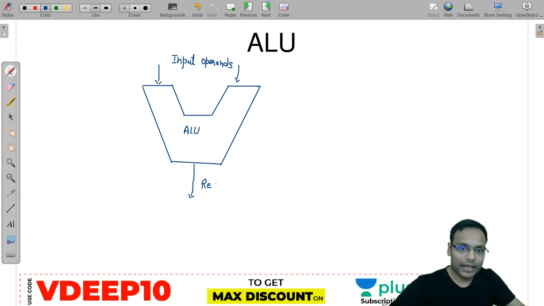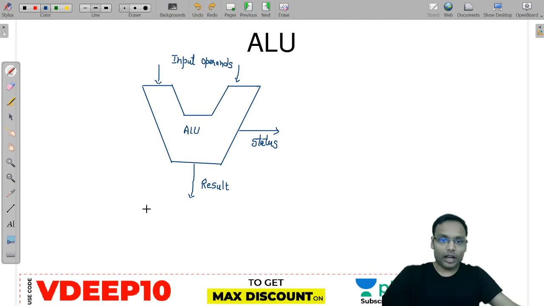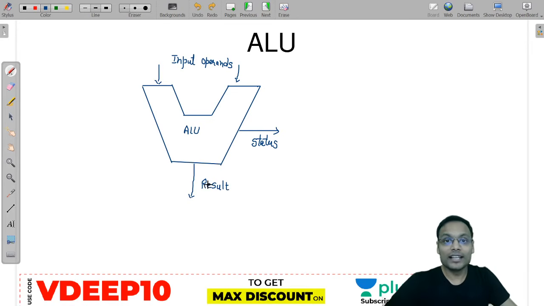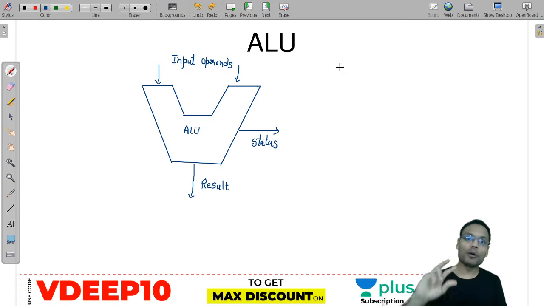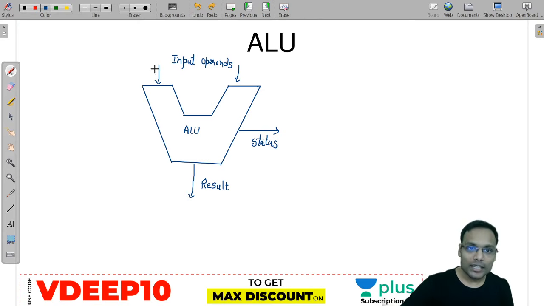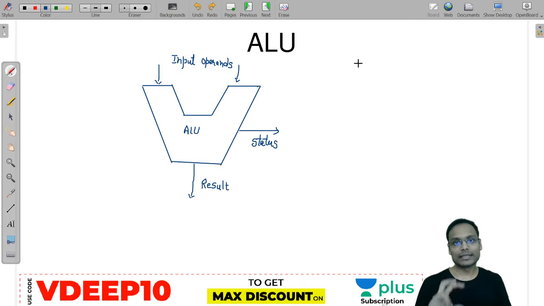And at the same time, it generates the status of the result also, which is stored in the status register. So the status is also generated by your ALU about the result, right? So what is that status? Whether this result is 0 or not, whether this result has a sign plus or minus, whether this result has a carry or not, all these statuses will be stored here in the status register. But one more thing I want to tell you here is that this ALU is capable of performing so many operations. Over these two inputs, ALU can perform addition, subtraction, XOR, OR, XNOR, division, multiplication, multiple operations.